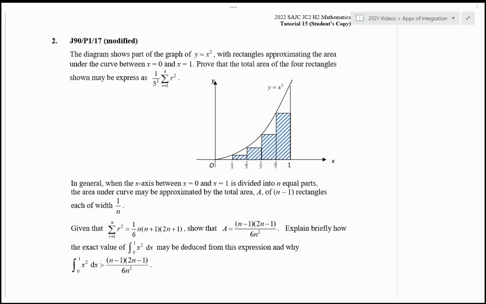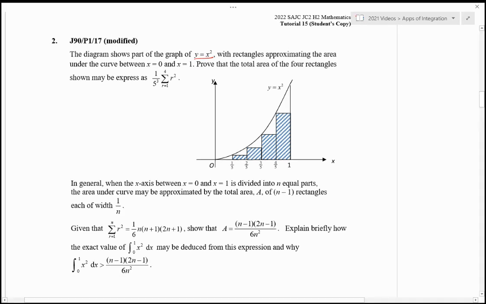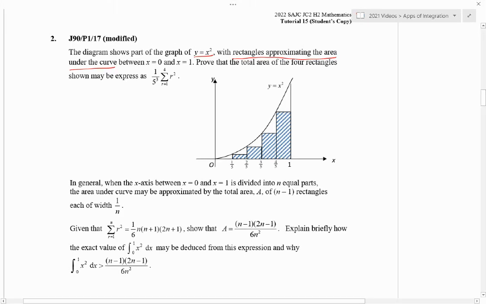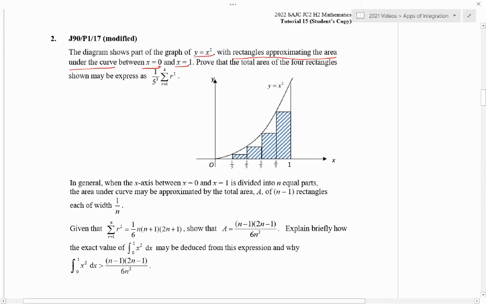All right, in this question, it shows you a diagram, the part of the graph of y equals x squared, a graph that you're quite familiar with, with rectangles approximating the area under the curve between the limits of x equals 0 and x equals 1. Prove that the total area of the four rectangles shown may be expressed as this particular expression.